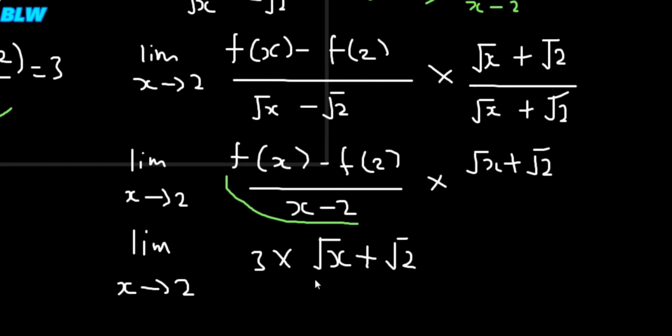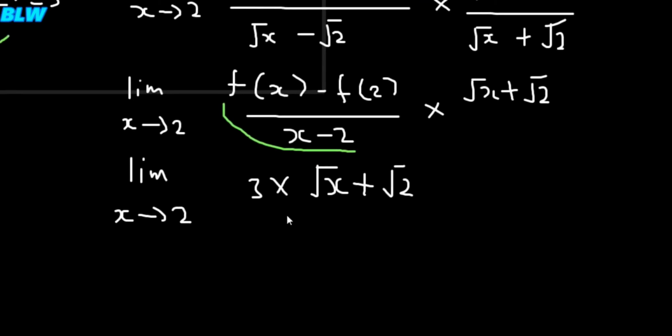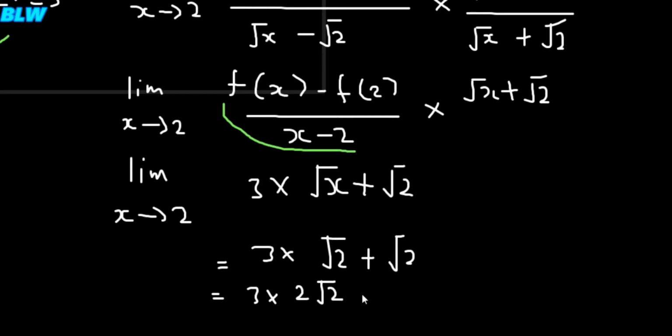Okay, so with this I can evaluate this limit because it is not in a quotient form, so it's very easy to evaluate. I just put in the value of 2 here. So now I have 3 times root of 2 plus root of 2. So this will be equal to 3 times 2 root of 2, which is equal to 6 root 2. So that will be the answer for this question.